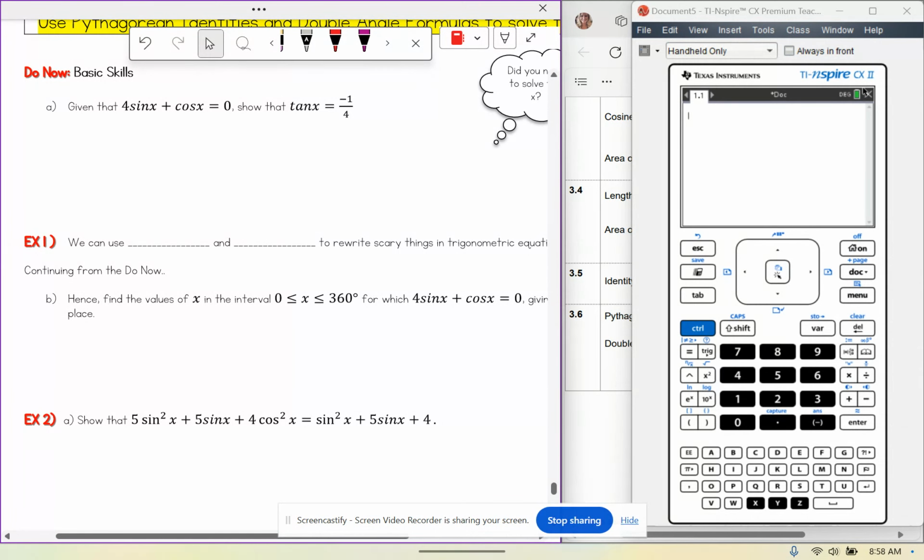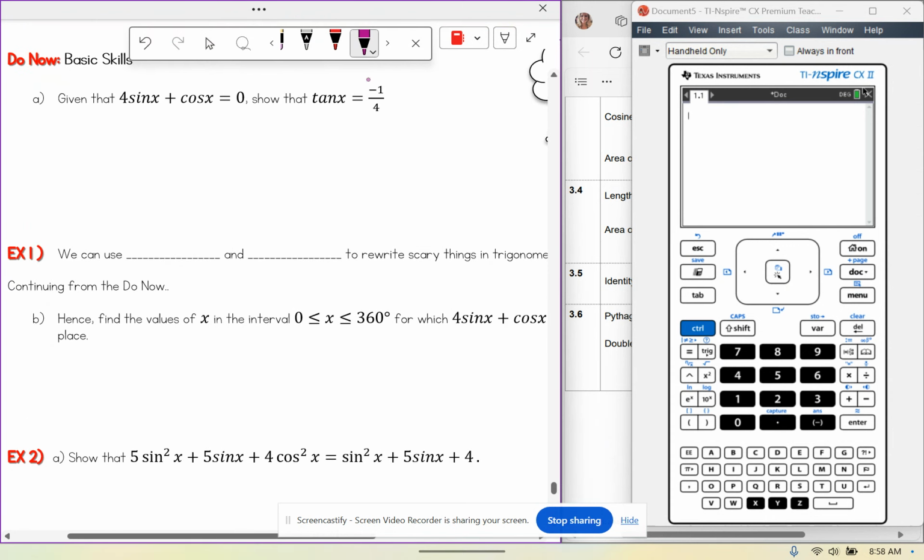It says, given that 4 sine x plus cosine x equals 0, show that the tangent of x is equal to negative 1/4. So this is a show problem. That means I'm just doing some algebraic manipulation to get this to equal this. Okay, so I would have 4 sine x plus cosine x equals 0. So I'm going to move over the 4 sine x.